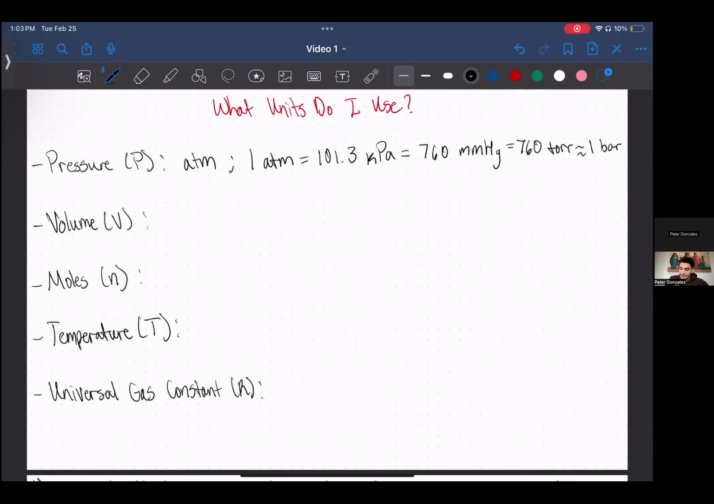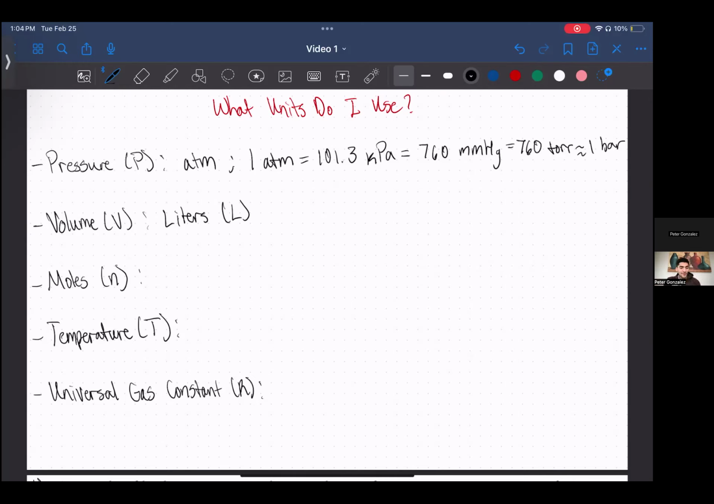A bar is a little bit less than an ATM, just a little bit. I'm pretty sure a bar is about 0.98 ATMs. But honestly, if you're asked to work with bar and they don't give you the conversion, they probably want you to just know that a bar is almost an ATM. Thankfully, the rest are all pretty straightforward. Volume is always given to you in liters, or I'm sorry, I shouldn't say that. It can be given to you in anything, but you would need to use liters for the equation.